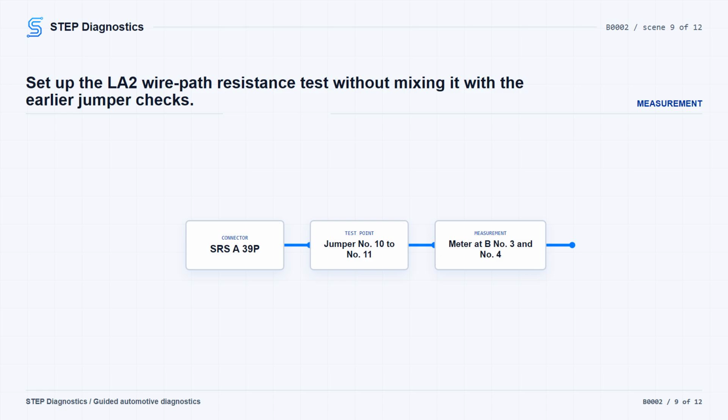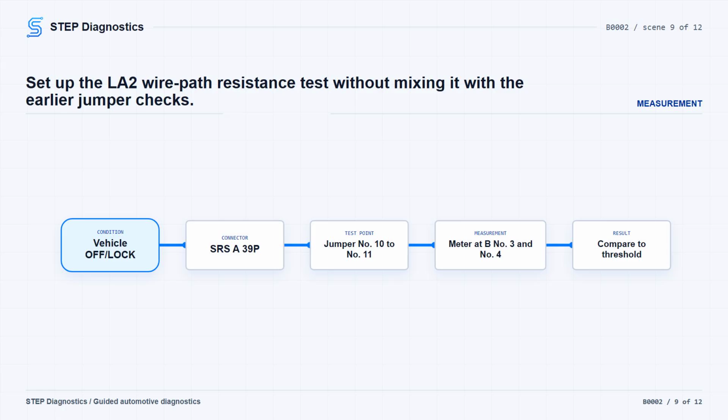Turn the vehicle to OFF or lock mode. Disconnect the negative cable from the 12-volt battery and wait at least 3 minutes. Remove the jumper from cable reel connector B on the dashboard wire harness. Disconnect SRS unit connector A, the 39P connector. Then jumper SRS unit connector A terminal no. 10 to terminal no. 11.